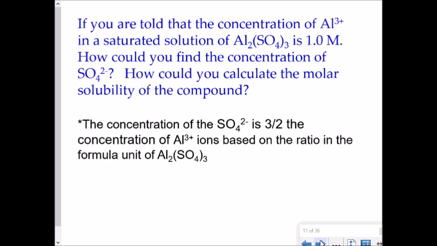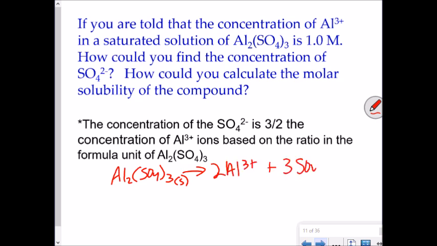Now, for the second part of the example here, you're being given the aluminum's concentration and being asked to figure out the molar solubility of the compound and the sulfate. So yes, they're going to be the same answers, but let's work it backwards so we can see it from that standpoint. Okay? So once again, if you wrote out your equation here, right, your equation. So right here now, this is the 1 molar.